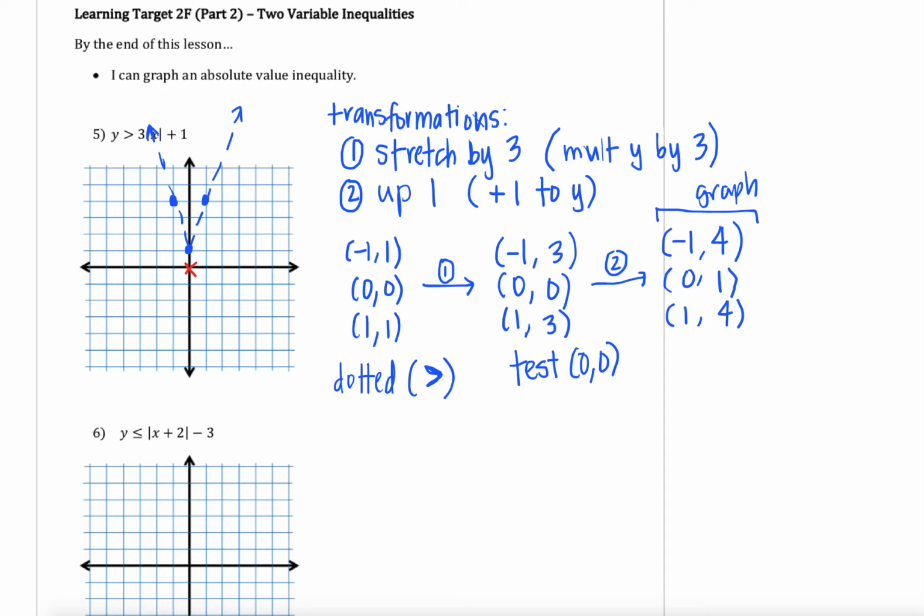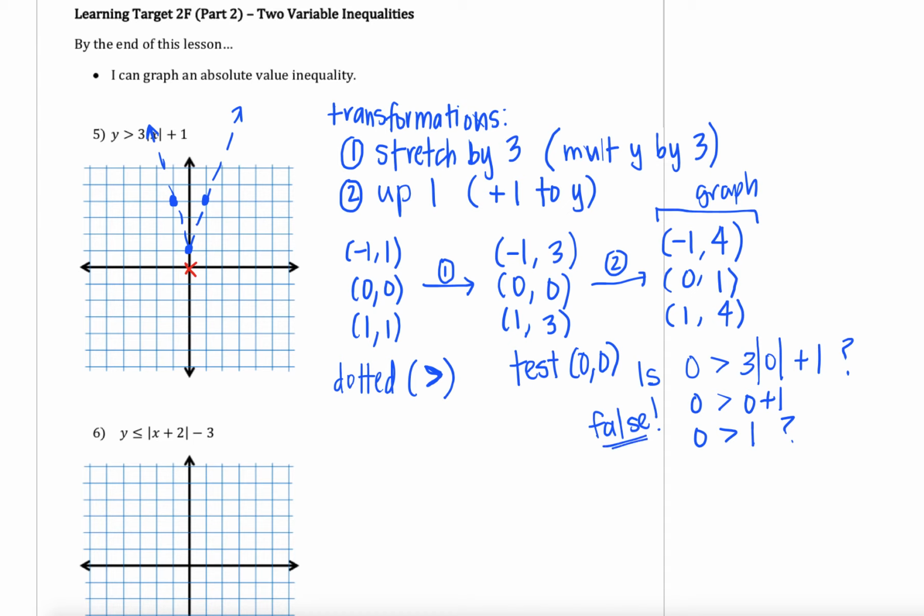I'm subbing it into the original inequality and asking myself, is 0 bigger than 3 times the absolute value of 0 plus 1? So I subbed in 0 for x and 0 for y. Let's simplify this down. I still have 0 greater than, and on the right side, the absolute value of 0 is 0. 3 times 0 is 0. And if I add 1 to that, I end up with 0 bigger than 1. Now, is 0 bigger than 1? Is that a true or a false statement? That is going to be a false statement. 0 is not bigger than 1. 1 would be bigger than 0.